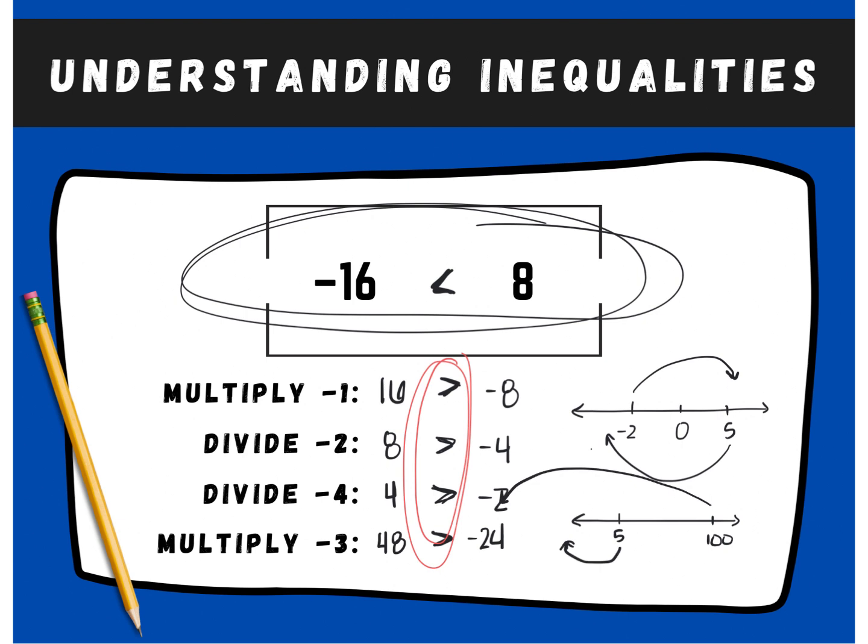So even though positive 100 is larger, when I multiply it by a negative, it actually becomes the smaller number. It's further away from 0 on the left-hand side. So that's a consistent pattern with inequalities. Now let's look at some examples and how that applies as you're solving inequality type problems.